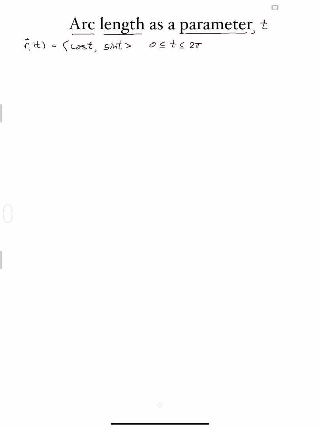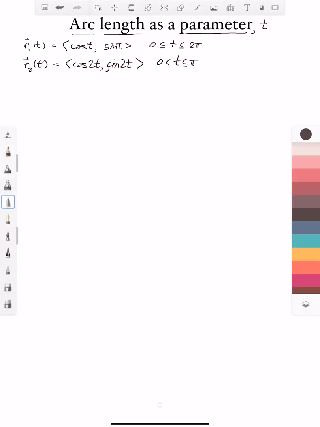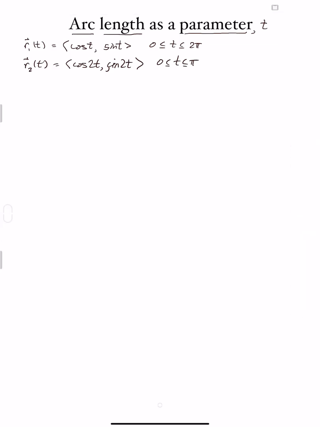pi. And the second one, R2, is also going to be a circle in the counterclockwise direction, but is going to move twice as fast, cosine 2t and sine 2t. I'm going to restrict its parameter to 0 to pi. So the value of the parameter is half, the speed is twice. So now what I want to look at is how that relates to the value of the parameter.